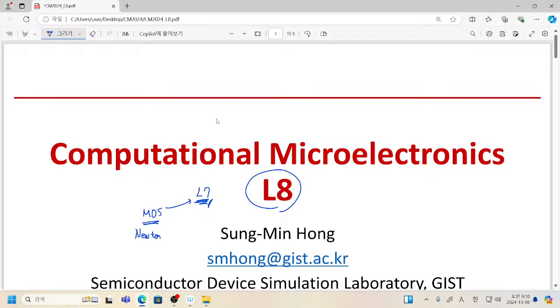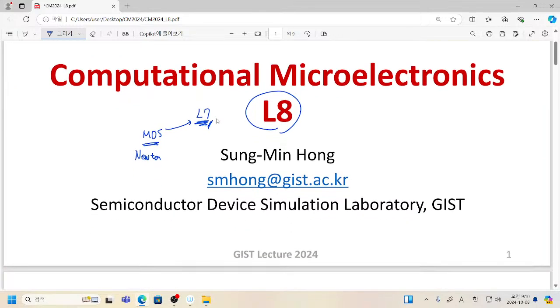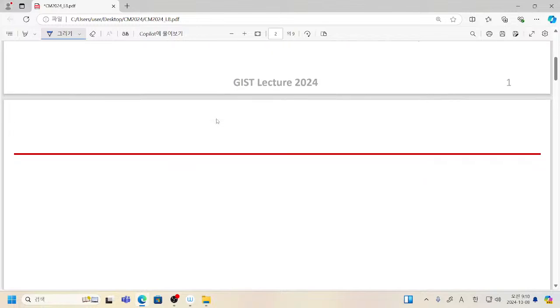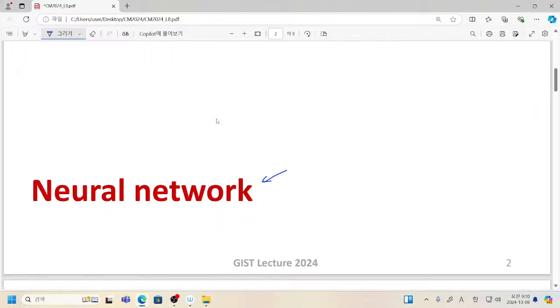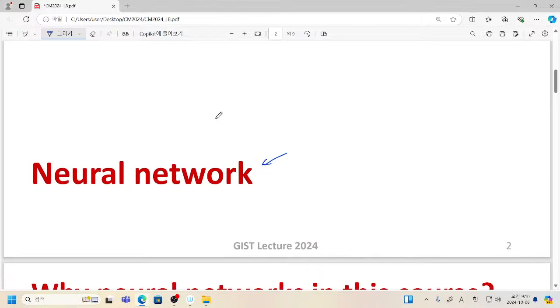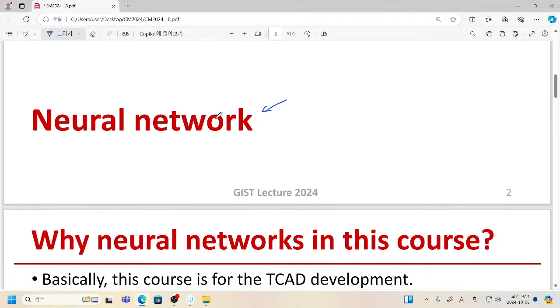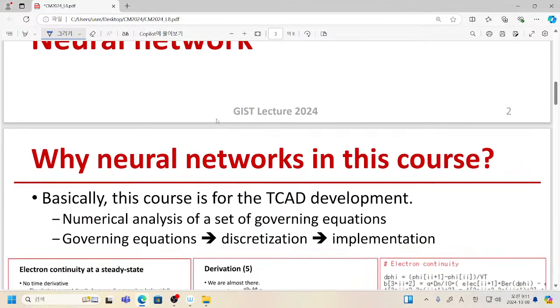From here, we will move to a slightly different topic, neural networks. Today's lecture is just a brief introduction of the application of neural network techniques to semiconductor device research. So today's lecture is expected to be quite short.